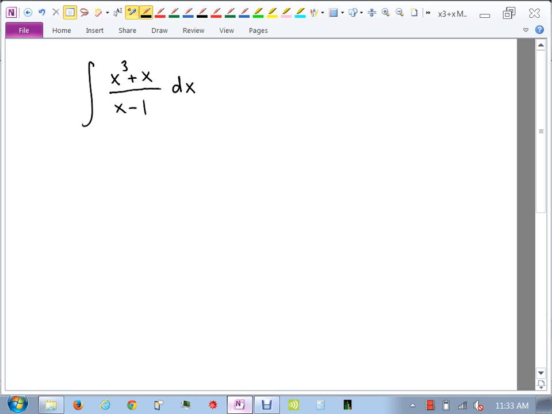I now check to see what the degree of the numerator is. It's 3. The degree of the denominator is 1. When that happens, you must do long division. So let's see if we remember long division. Long division works like this. I'm going to take x cubed plus x and divide it by x minus 1. Do y'all agree with that? No?